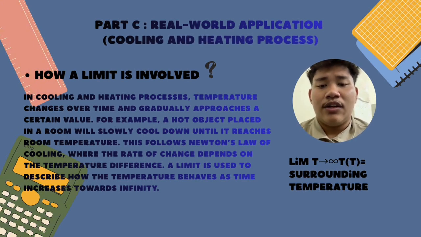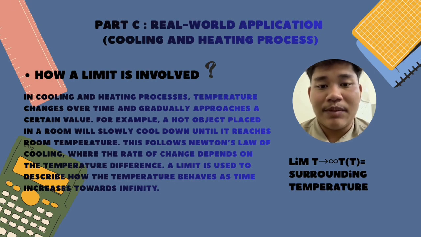process. When an object is hot, its temperature does not drop instantly. Instead, it decreases gradually over time until it reaches the surrounding or room temperature. This concept follows Newton's law of cooling, where the rate of temperature change depends on the difference between the object and its environment. So, in mathematics, we use limits to describe what happens to the temperature as time approaches infinity. In this case, the temperature will eventually stabilize and become equal to the surrounding temperature.